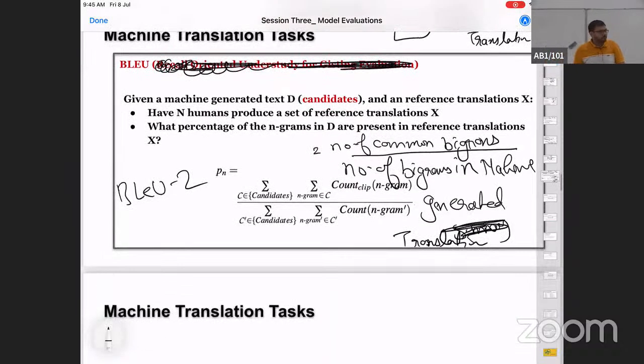So for machine translation tasks also, instead of computing BLEU, you can also compute Rouge. Both ways are possible, but you should be clear about the differences: why precision based, why recall based. Now, whether precision or recall is useful depends on the task.